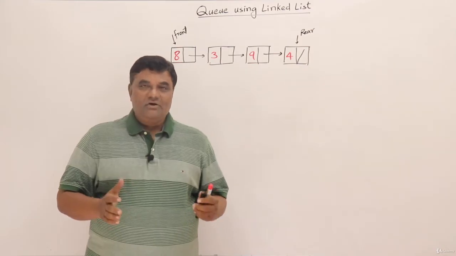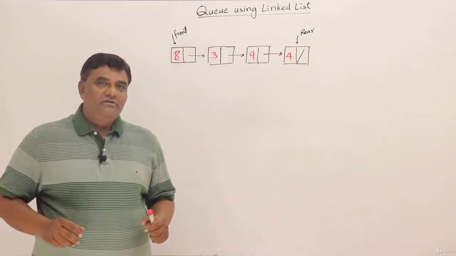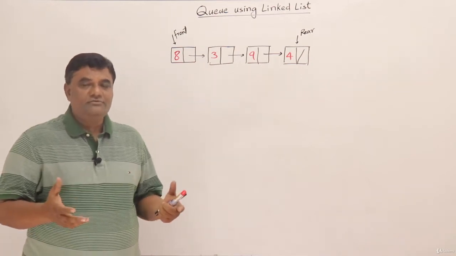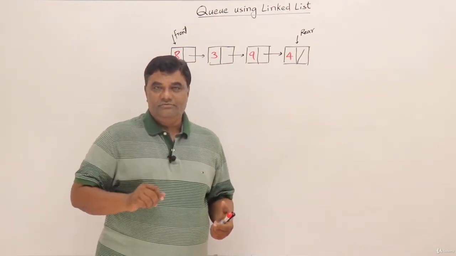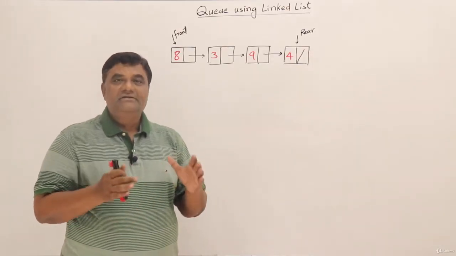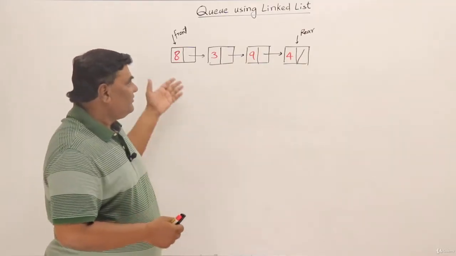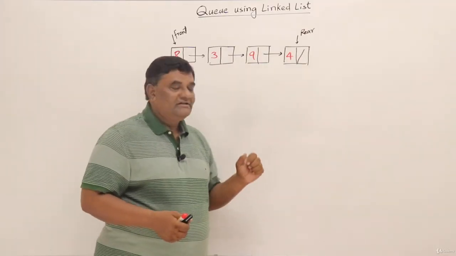In this video, we'll learn about implementation of queue using linked list. We are already aware of linked list, so we just have to learn how to implement queue. Queue is a logical data structure, so we have to insert and delete an element in FIFO fashion. For implementing it using linked list, I have already taken an example of a linked list.